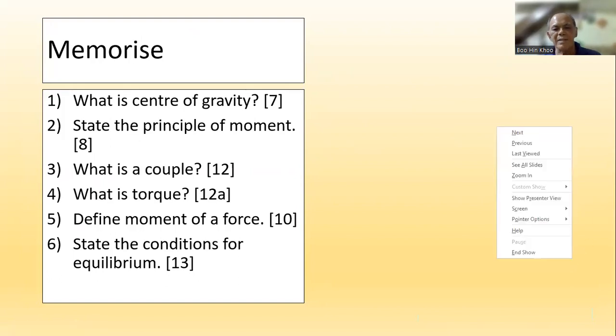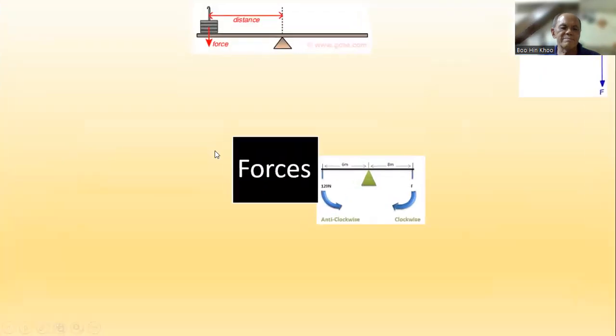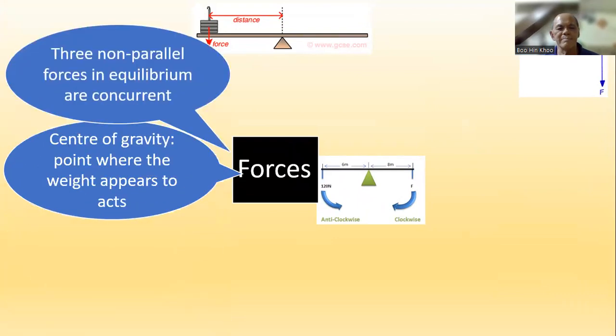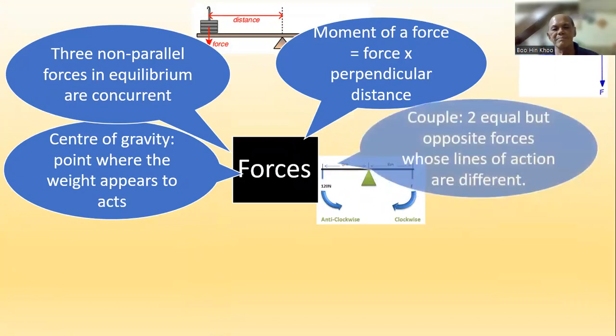Okay, let's summarize. Center of gravity, remember, is the point where the weight appears to act. Three non-parallel forces in equilibrium are concurrent. That means no resultant force. Concurrent means all must pass through a point. Then we define moment of a force and perpendicular distance.